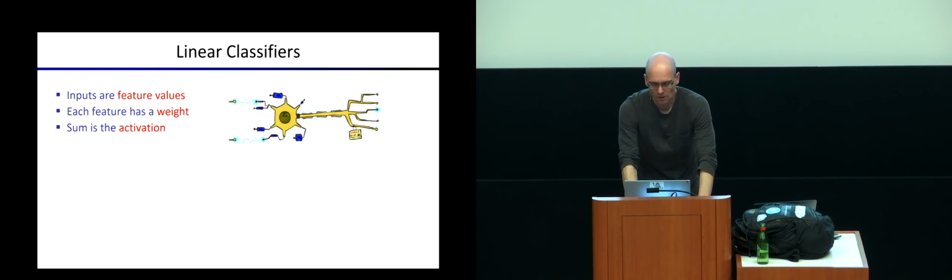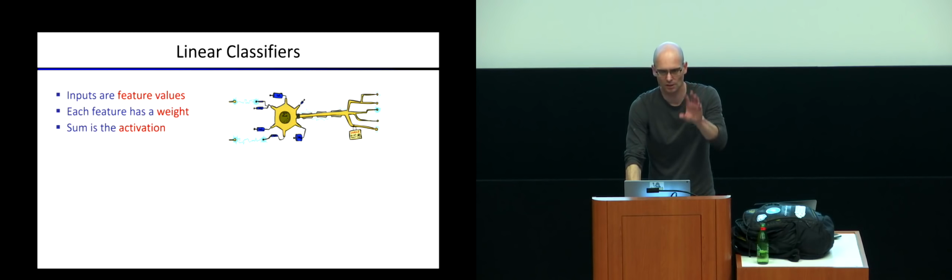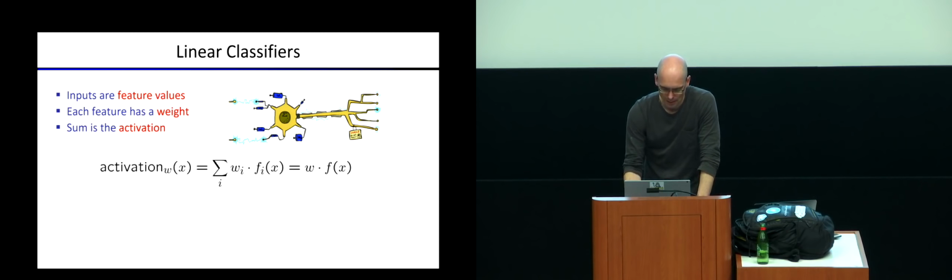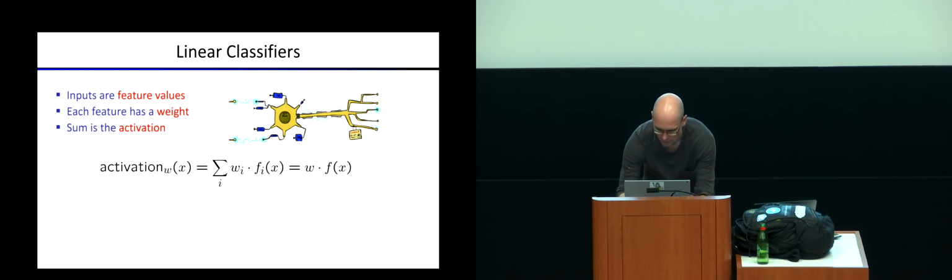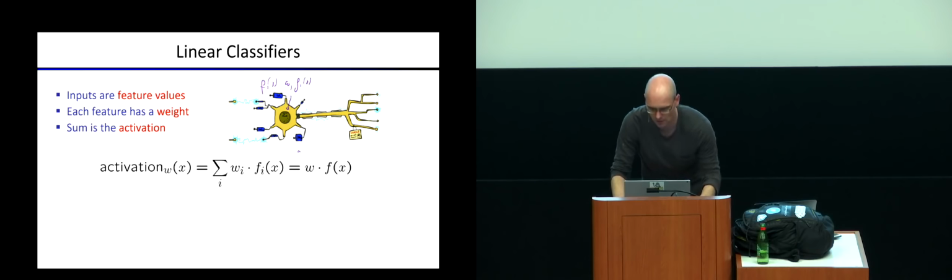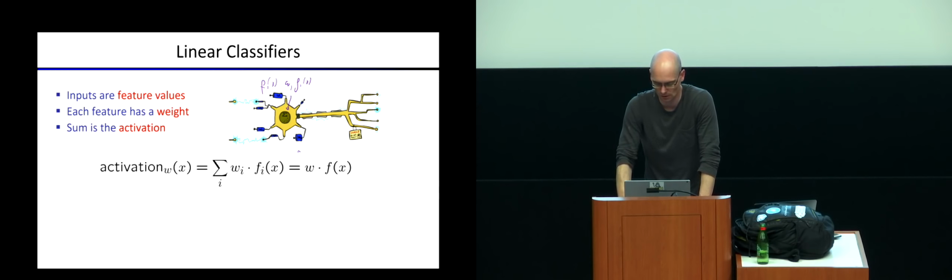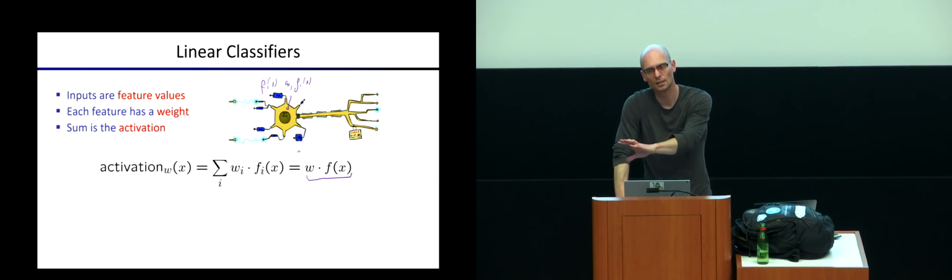Okay, so the inputs are the feature values. Each feature has a weight, and the sum is the activation. So we take a weighted sum of feature values, that's the activation, and we feed that out. Let's put that in mathematics. So the activation coming out is a weighted sum of features. So this might be F1 of x. F1 of x comes in here. This one here is W1, and we compute W1 times F1 of x. That together gets fed in here, summed together with all the other weighted feature values, or in dot product notation, which we'll use a lot going forward, W inner product with feature vector f of x.